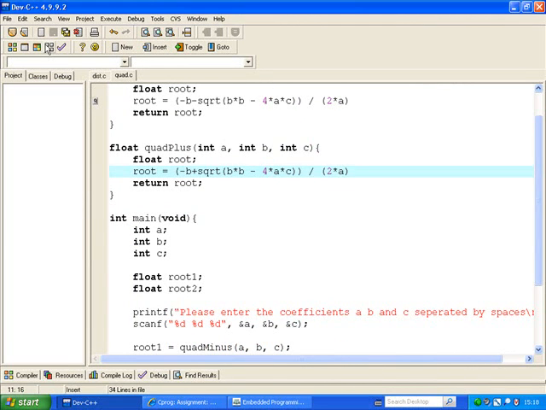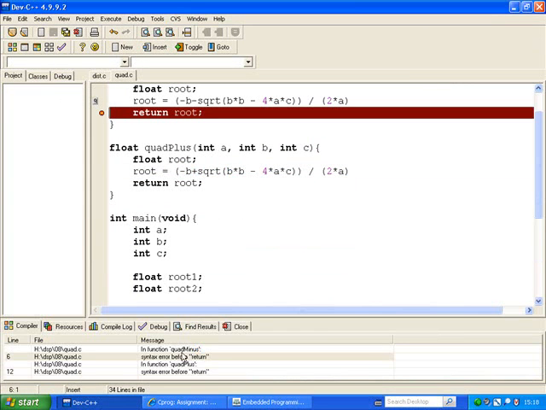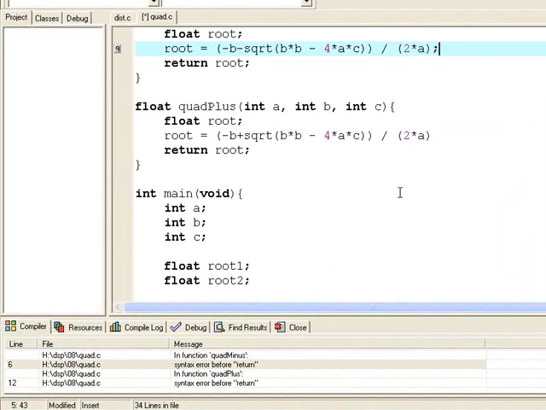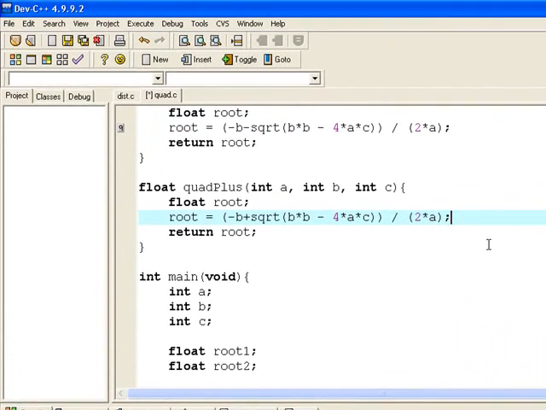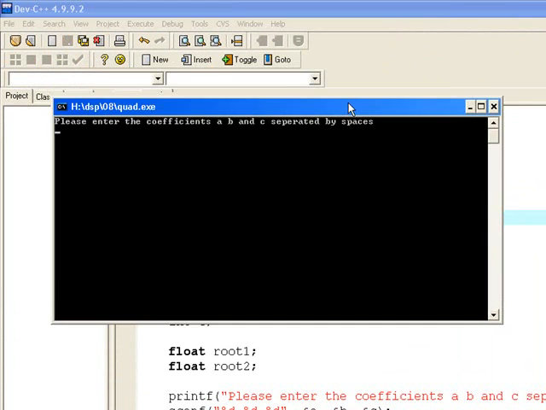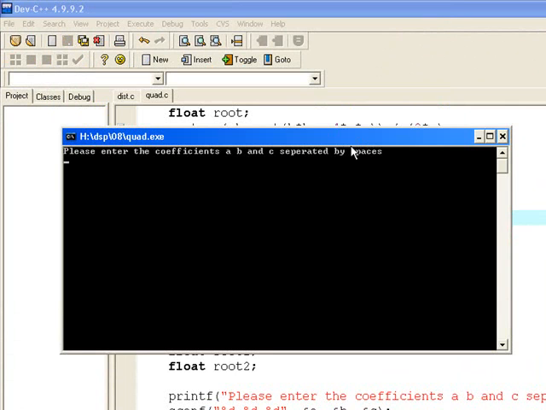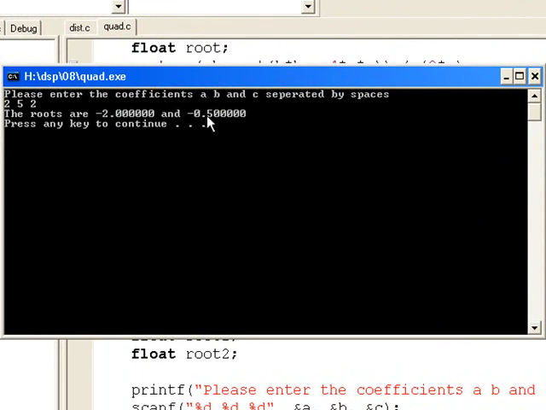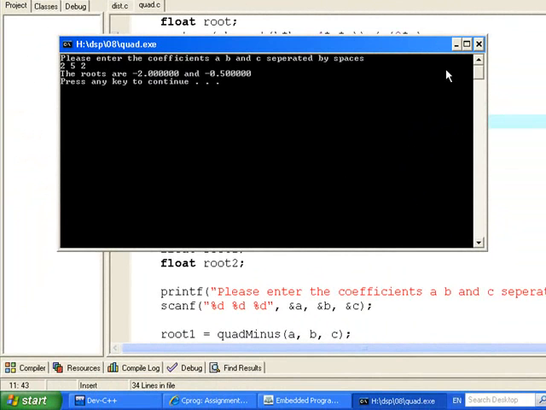I'll be very lucky if I've got away without making any mistakes, as you can see I am. Syntax error before return, and there is indeed. In both cases I forgot to put in a semicolon, so do that there. Now, a, b, and c. The example that we had earlier was 2, 5, and 2. And we can see that the roots are minus 2.0 and minus 0.5, which is exactly what we calculated. So we know that it should be working correctly.